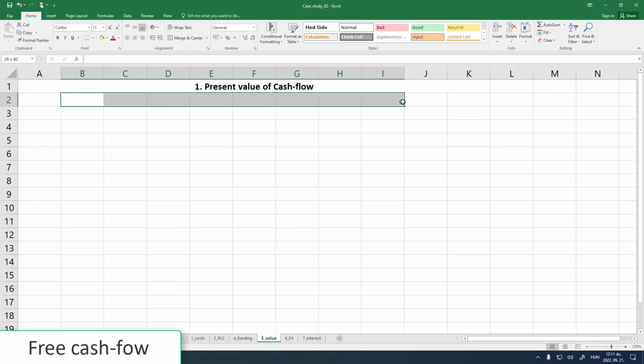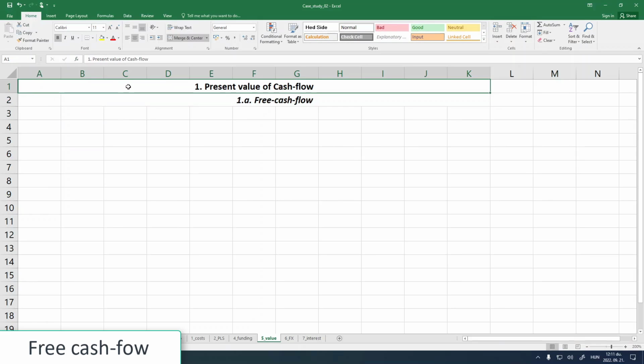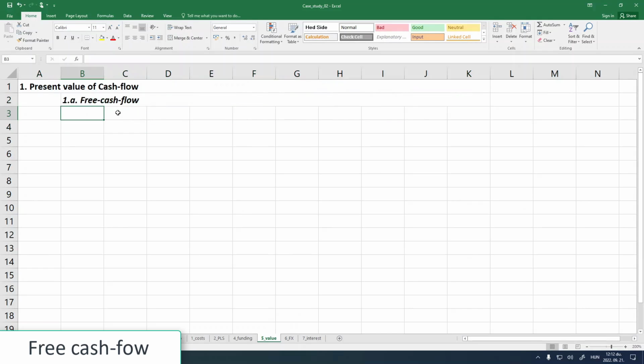Then we have to define the next step. So we always have to follow stepwise. So 1.A, then we have to define the free cash flow. Right now we are cooking and following our cookbook. Just instead of pancakes, we are creating a valuation.